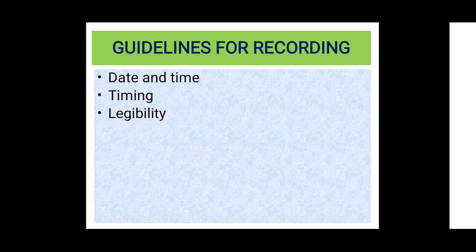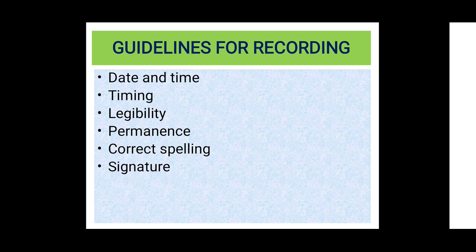Legibility. All entries must be legible and easy to read to prevent interpretation errors. Permanence. All entries should be made with dark ink so that the record is permanent and changes can be identified. Correct spelling. Correct spelling is essential for accuracy in recording. Incorrect spelling gives a negative impression to the reader. Signature. Each recording is signed by the person making it.